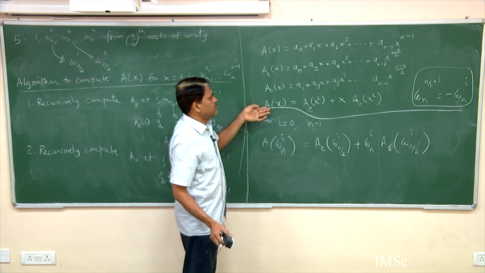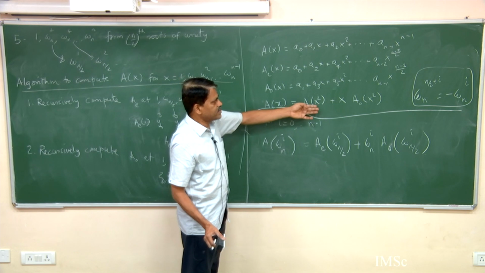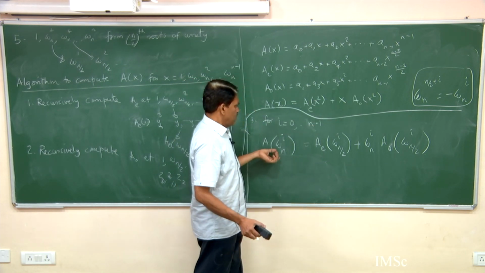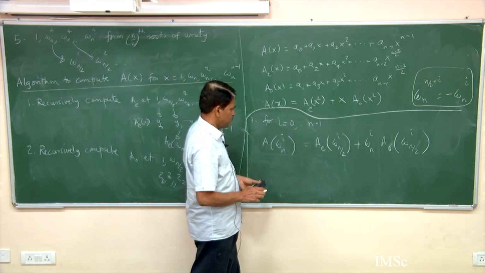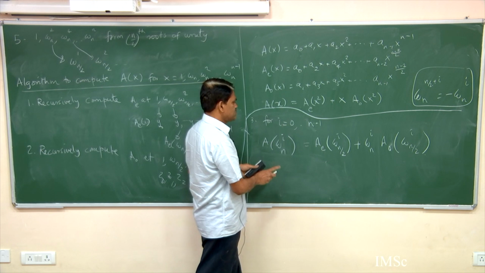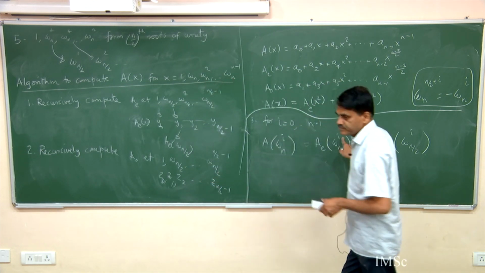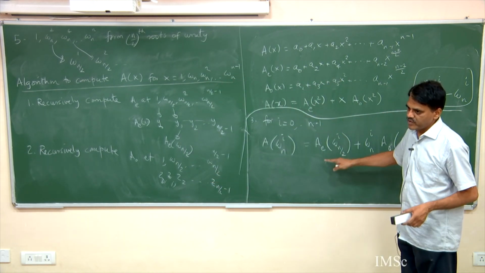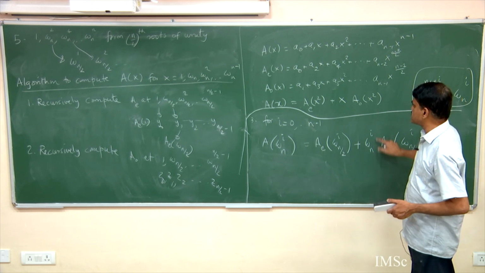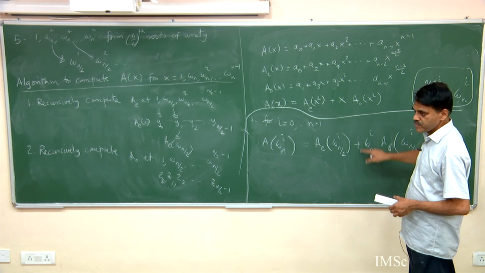And I have just written A(x) as A_e(x²) + x times A_o(x²). But ω_n² is the same as ω_{n/2}, that's why it's enough to evaluate it here, and that's the same story here. Okay, but the x remains x. This is not squared, so x is the same.